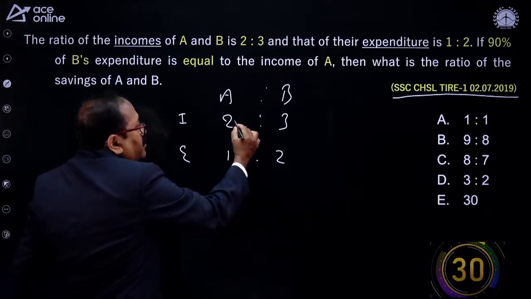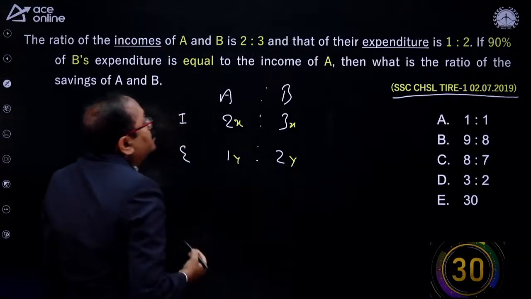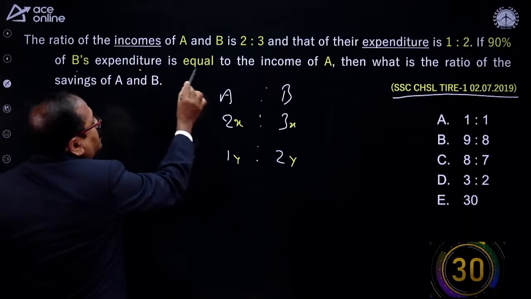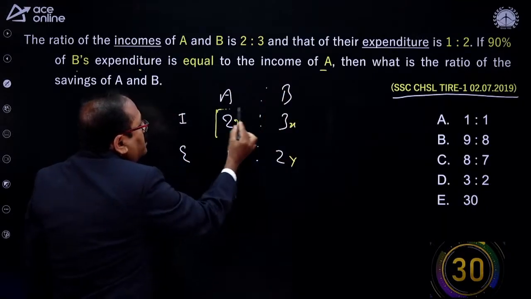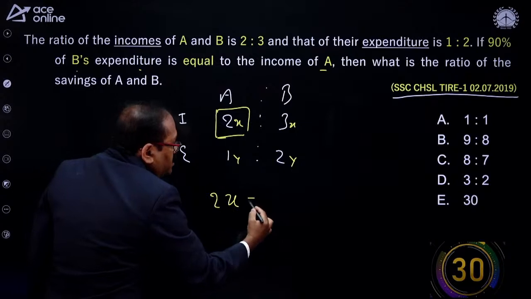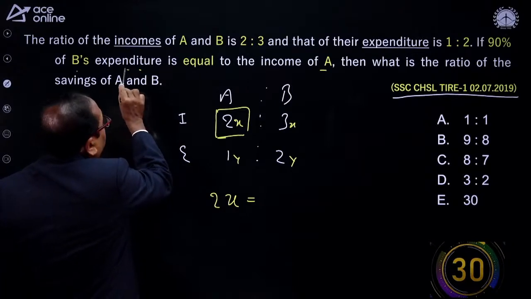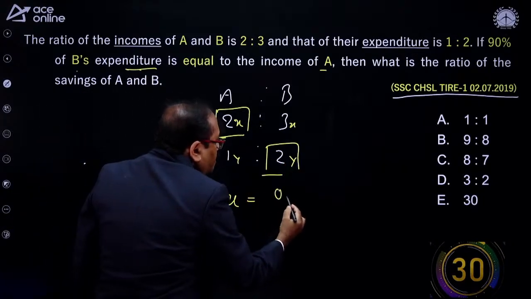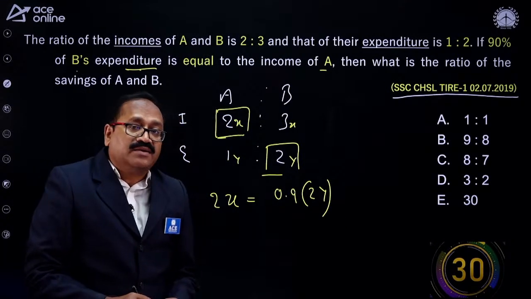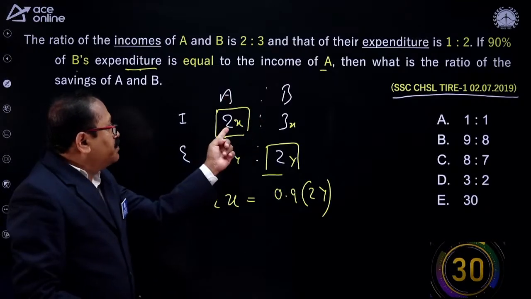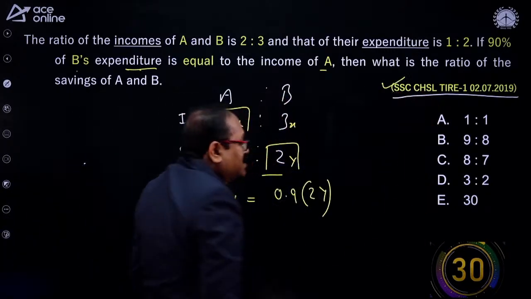Very first thing, I will put one variable for income and a different variable for expenditure. It says 90% of B's expenditure is equal to A's income. What is A's income? 2x. So 2x is equal to 0.9 of B's expenditure, that is 0.9 of 2y. From here again you get the ratio between x and y. Once the ratio is done, you replace the values of x and y, and you get the saving. This is the SSC CGL paper I am discussing.